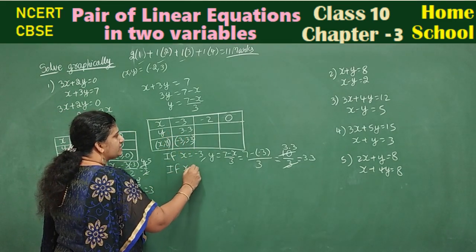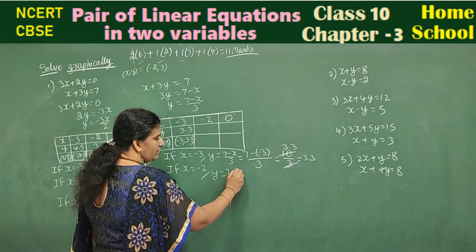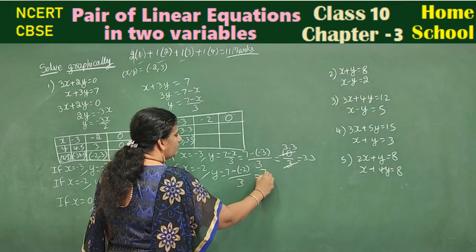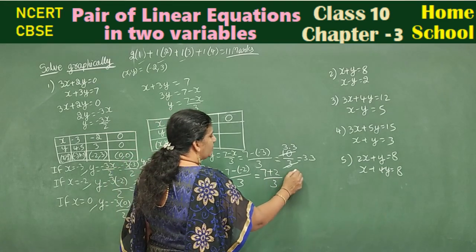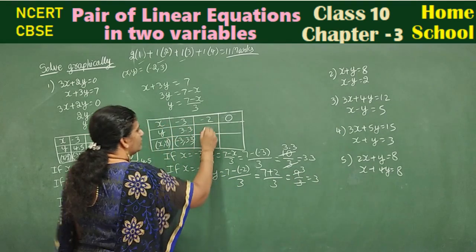If x is equal to minus 2, y is equal to 7 minus of minus 2 by 3. 7 minus into minus plus 2 by 3. 7 plus 2 will be 9 by 3. 3 3s are 9. 3.